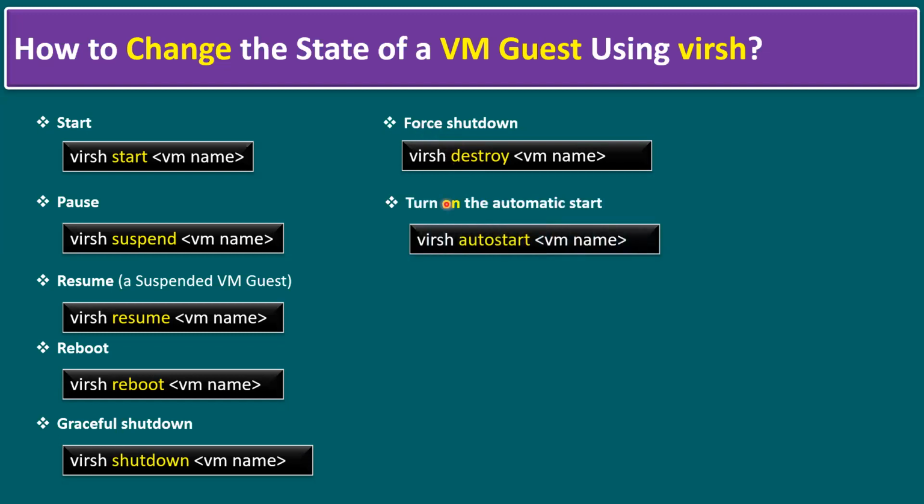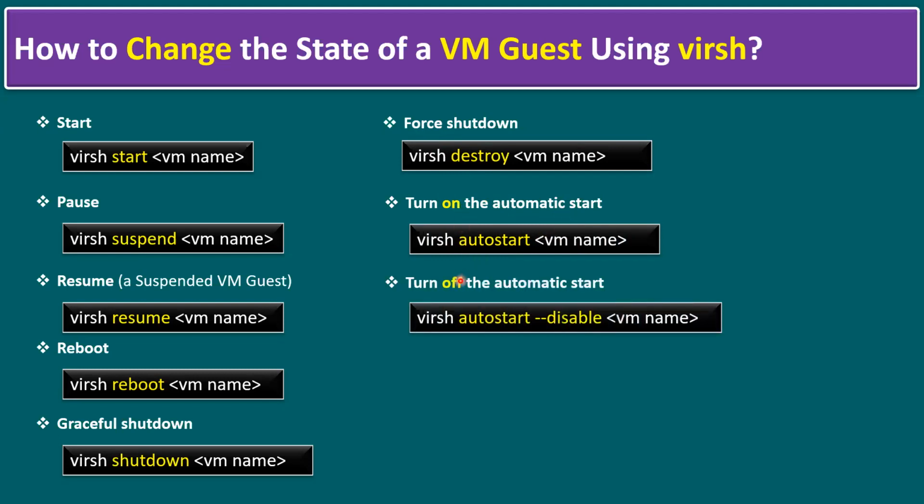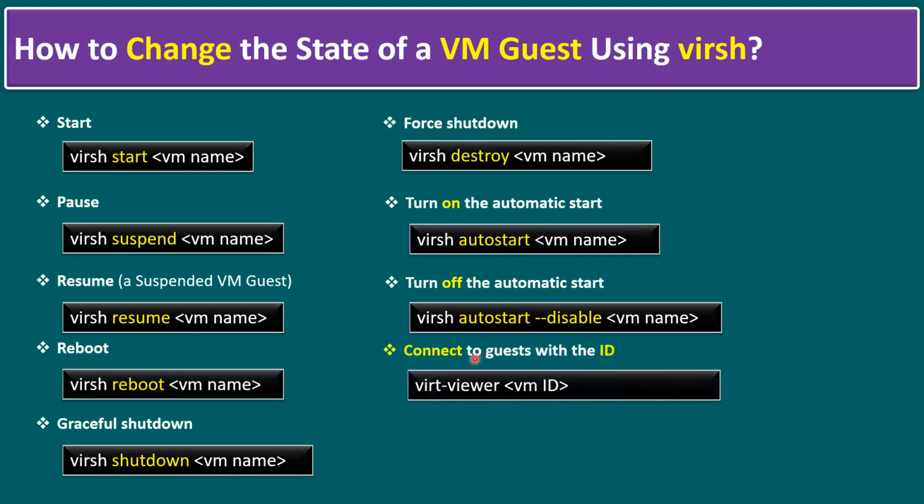Another command to turn on the automatic start is virsh autostart VM name. This is for turning on auto start. And to turn it off, use autostart --disable. So this is also another usual command when we are working with SUSE KVM virtual machines. And to connect to the guest console, either we can connect using the Virtual Machine Manager wizard, or the direct command is virt-viewer. For a specific VM, we have to type the VM ID. This is also another usage of the command.